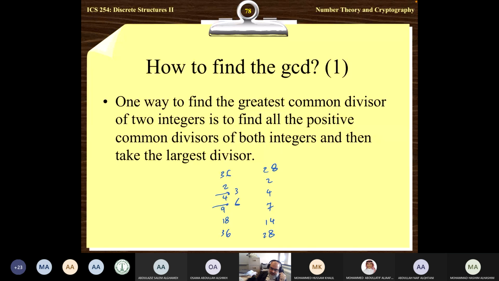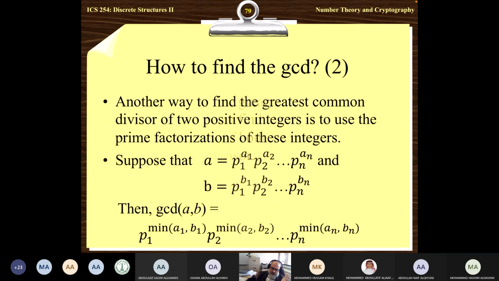So what is the one that is maximum and in both lists? Well, you can see that 4 is the one. But this is really not an efficient way.